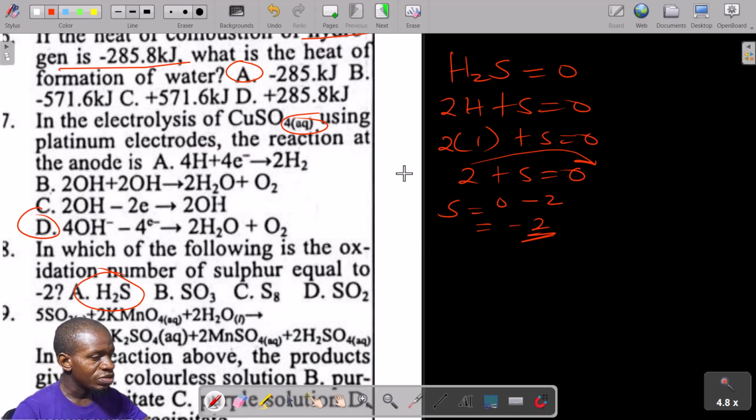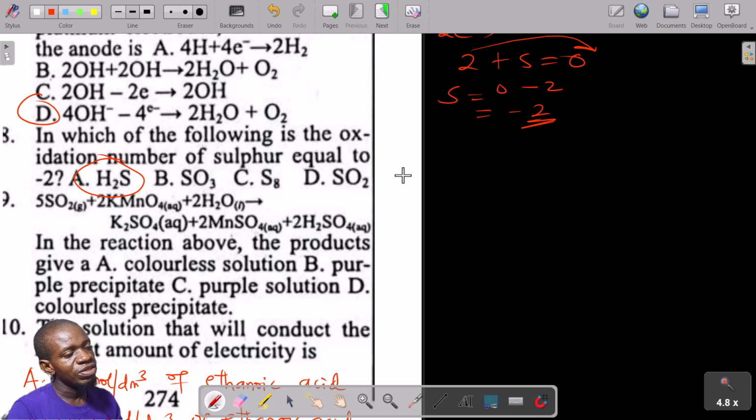The next question says: 5SO2 plus 2KMnO4 plus 2H2O, 2 molecules of water, to give potassium sulfate plus manganese sulfate plus hydrogen sulfate. Now they say that for this reaction above, what would the products give? You don't need to guess. I see the way examiners normally ask questions.